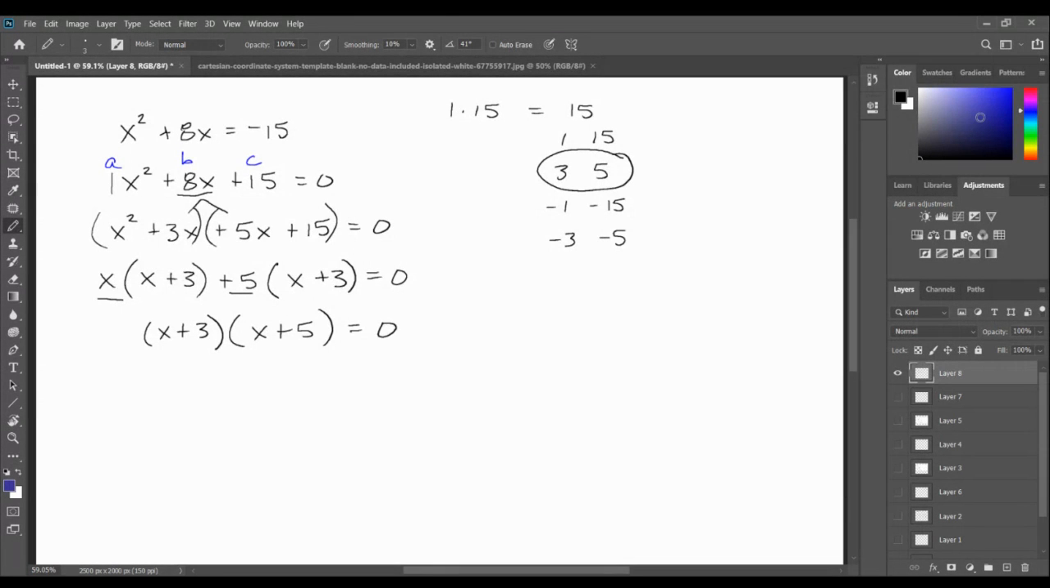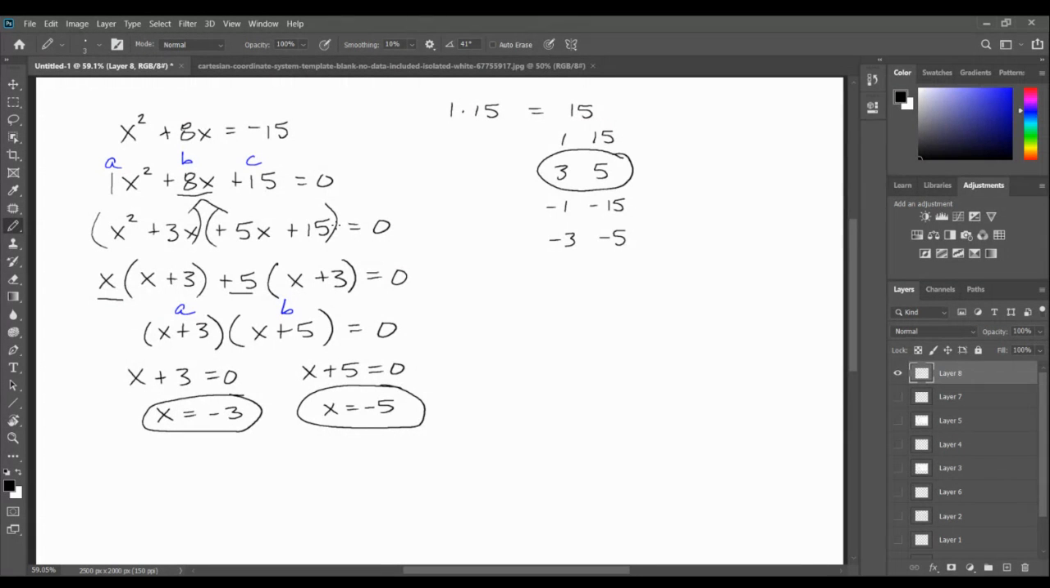And now I have my A times B equals 0, so at least one of those equals 0. And so x would equal negative 3, or x equals negative 5. Those would be my two solutions to this particular equation. And I can plug those back in and check them, make sure they work. That works just fine.